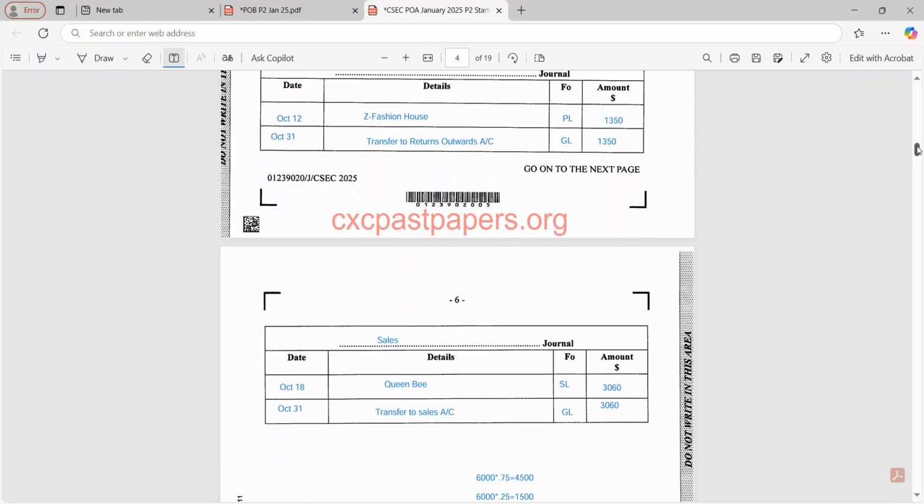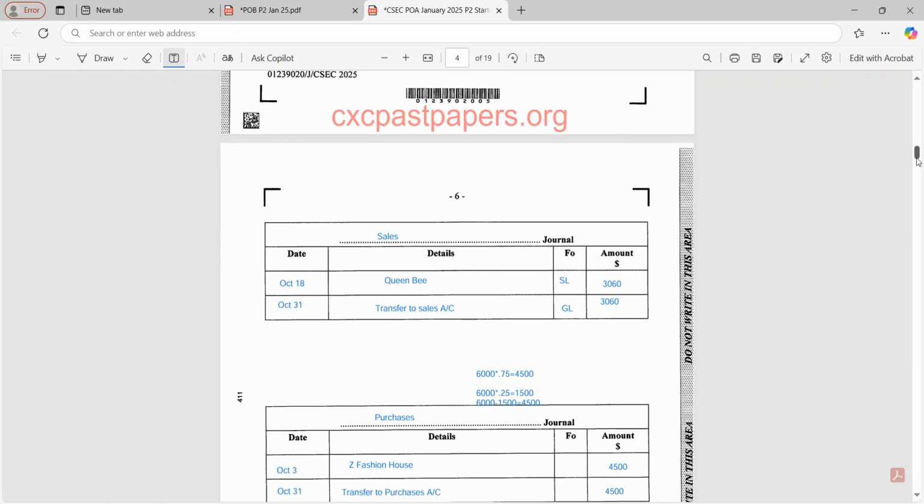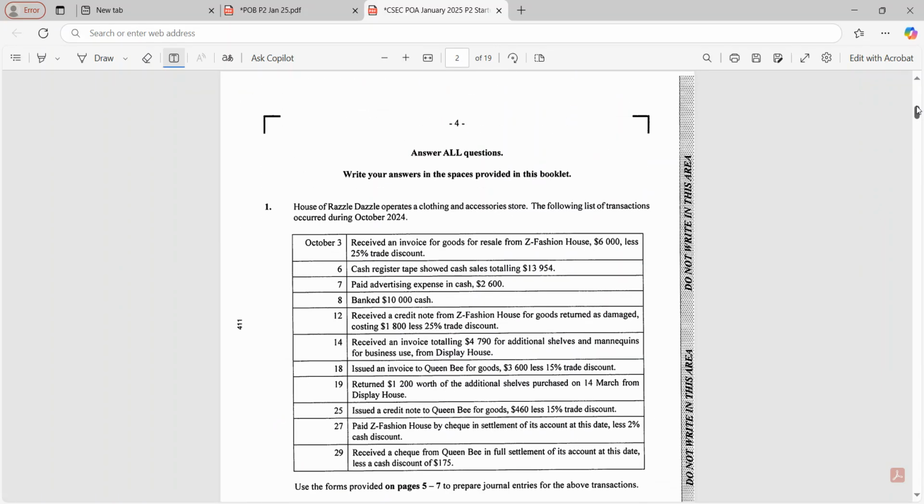So on the 18th of October, the details would be Queen Bee, which is the name of the customer we are selling to. The folio is a sales ledger because it's a customer. Customers are related to their sales ledger, and it is 3,060. All right, which is 3,600 multiplied by 85%, or 3,600 multiplied by 15%, and then you minus your answer from 3,600. All right. Now we move on to 19th of October.